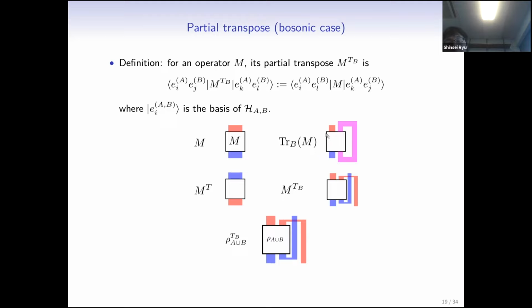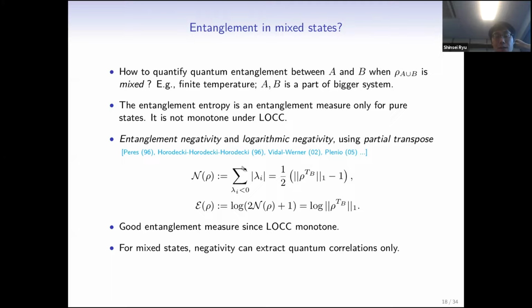Taking a transpose means we exchange input and output, so that's why I exchange colors here. And taking partial transpose means I do this exchange only for part of the Hilbert space, so that's why I twist these lines here. Mostly I'll be interested in this reduced density matrix, which is partially transposed with respect to one of these Hilbert spaces, let's say Hilbert space B. That is the partial transpose we are seeing here, and that's how we define entanglement negativity.